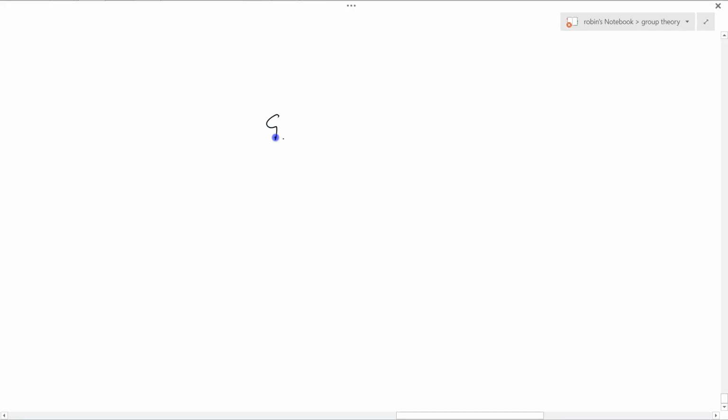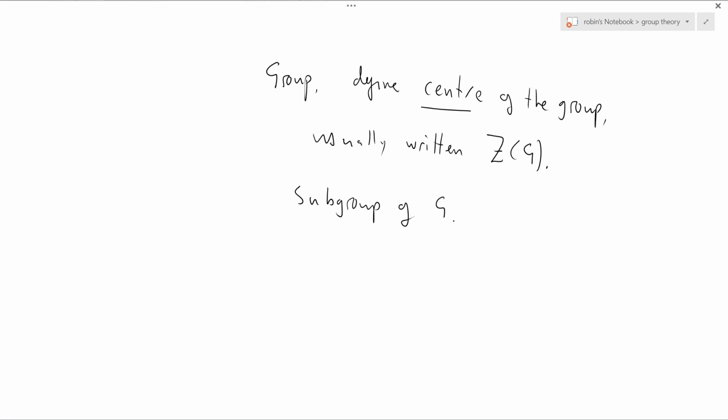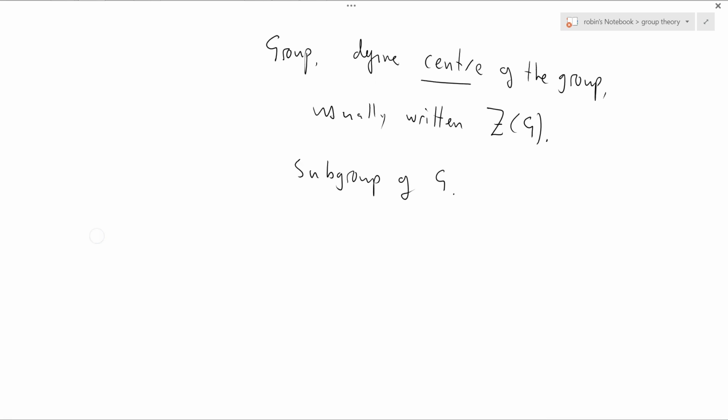Okay, so given a group, I'm going to define the center of the group, usually written capital Z of G. And this is a subgroup of capital G, and it's Z for reasons I can't remember right now.